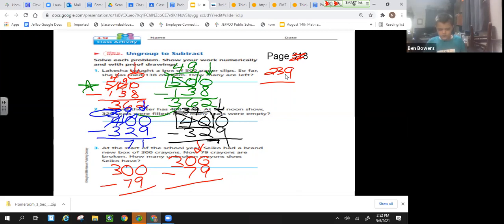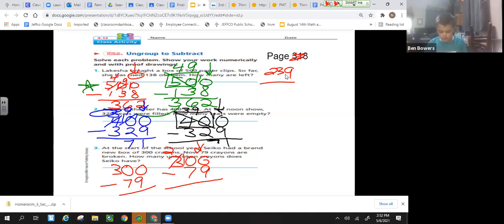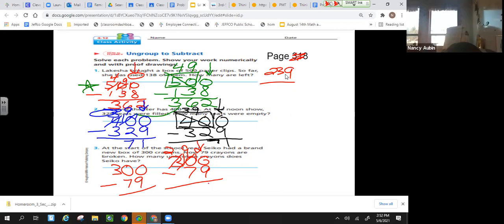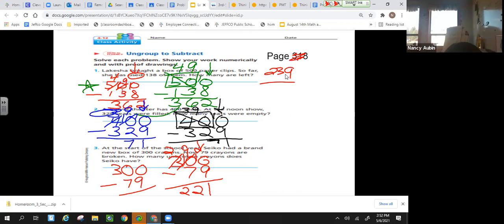from that 3, make it a 2, and then make that middle 0 a 10, cross that out, make that a 9, and then make that other 0 a 10. Then 10 minus 9 equals 1. And 9 minus 7 equals 2. And then 2 minus nothing equals 2. Excellent.